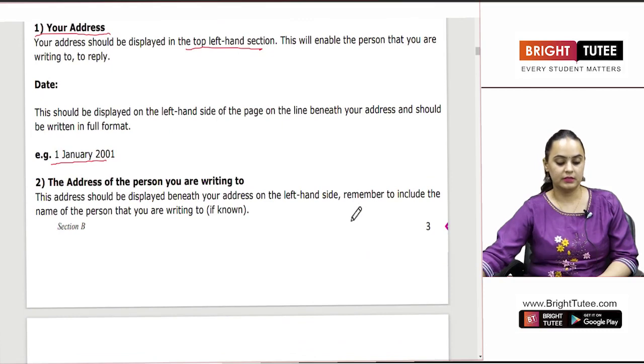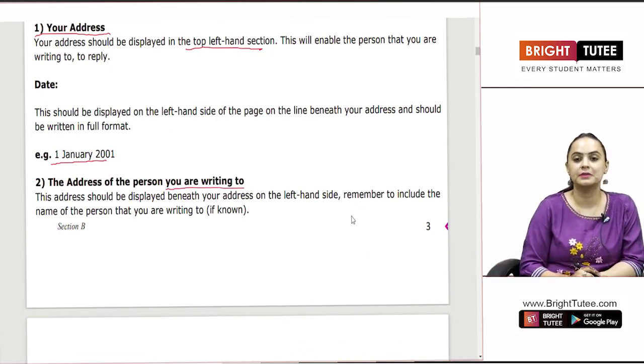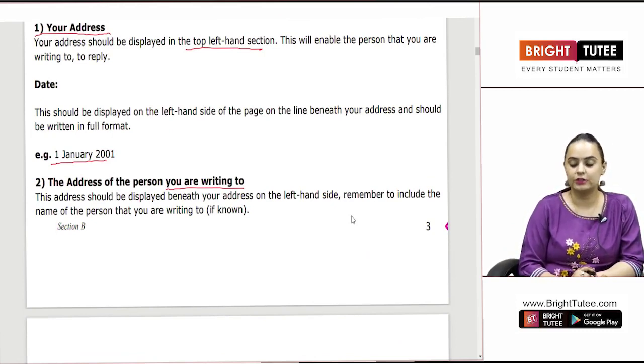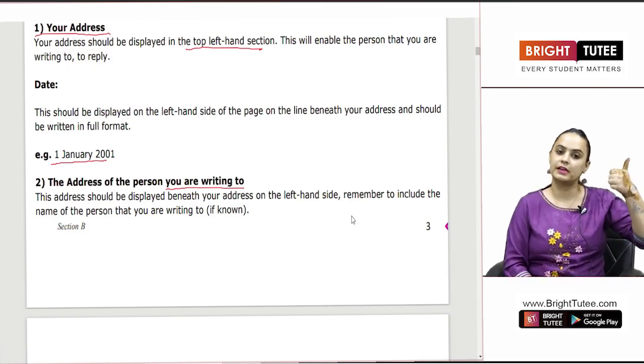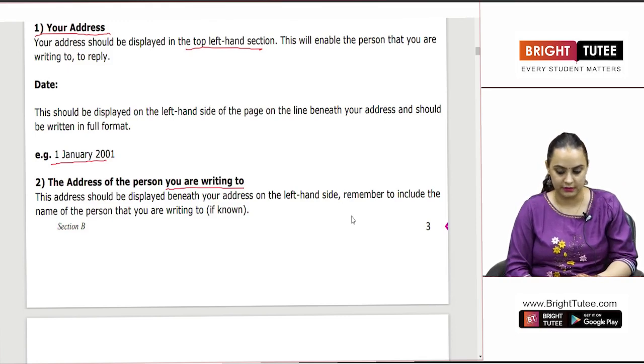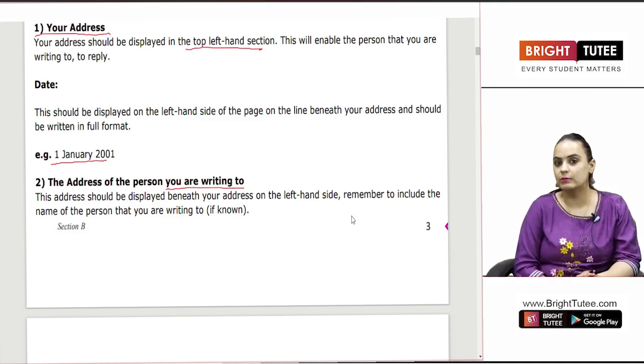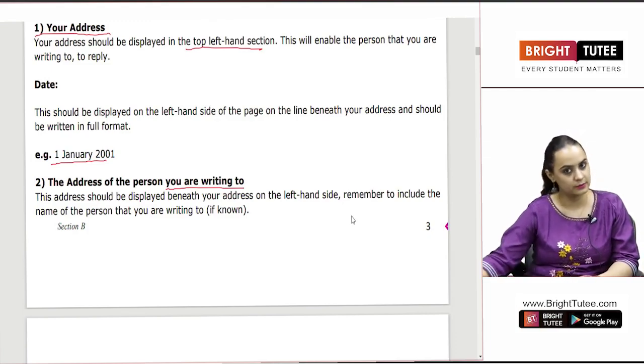Then the address of the person you are writing to, that means the receiver's address. This address should be displayed beneath your address. So, we first write the sender's address, the date, then we write the receiver's address. Remember to include the name of the person that you are writing to if known. If you know the name of the person you are writing this letter to, you have to write that as well.